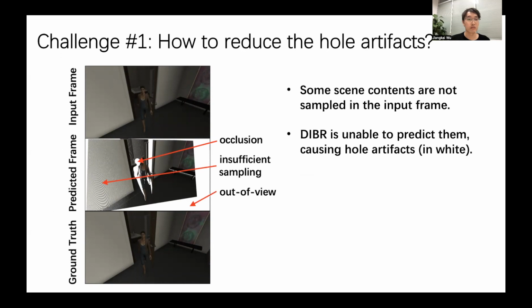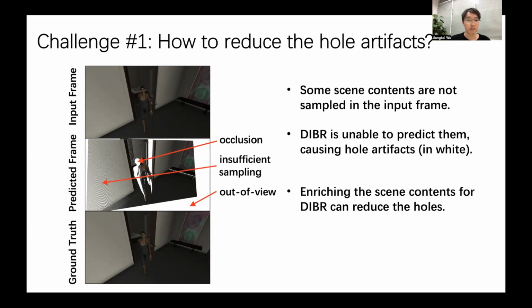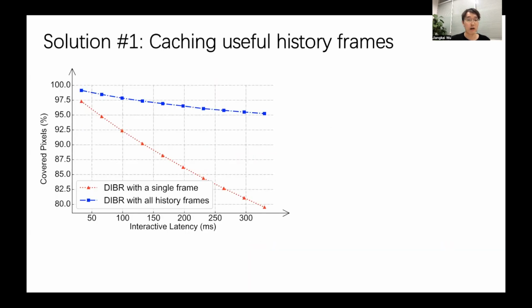To do this, we face three challenges. First, how to reduce the hole artifacts. As shown in the figure, there are many missing pixels on the predicted image. This is because the scene content in those areas was not sampled in the input frames. We refer to the missing pixels as hole artifacts. To reduce the holes, we need to enrich the scene contents for DIBR. But where can we get more scene contents? Our answer is the history frames.